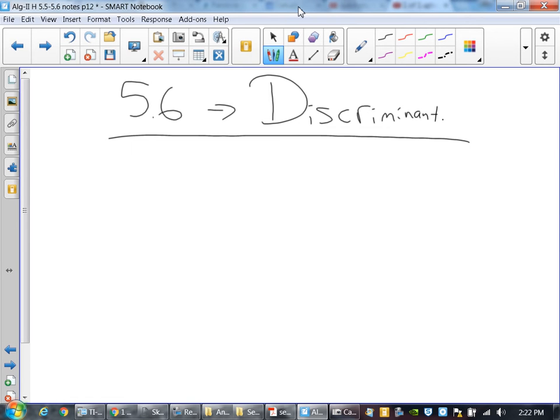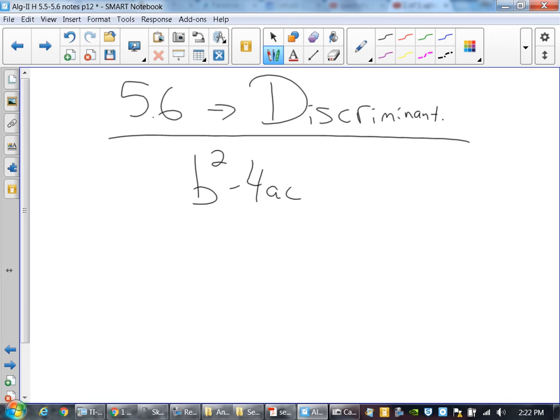So what happens here is that we have, like I was saying a second ago, the discriminant of the quadratic formula, which is b squared minus 4ac. What happens with this is that it allows you to tell the type and the number of solutions that a quadratic equation can have.